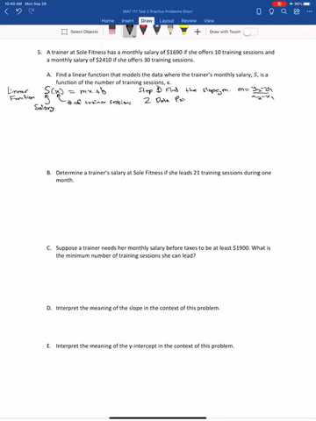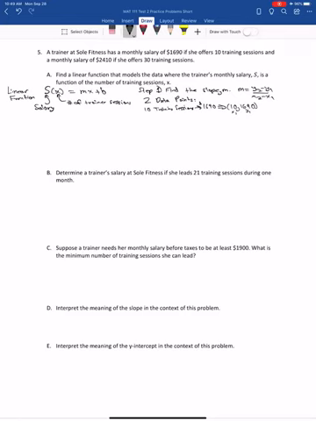All right. And what are we given? For data points, we have 10 training sessions. We'll write that down. It gave us a salary of $1,690. So there's 1 data point. So 10, the number of training sessions, X, and the output, the salary, $1,690. There's one of my data points. So there's a point, again, XY. We can label that X1 and Y1 if you want.